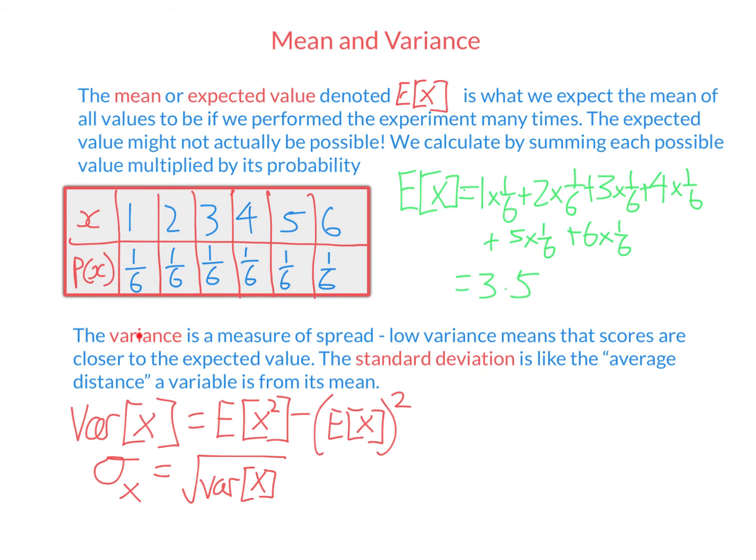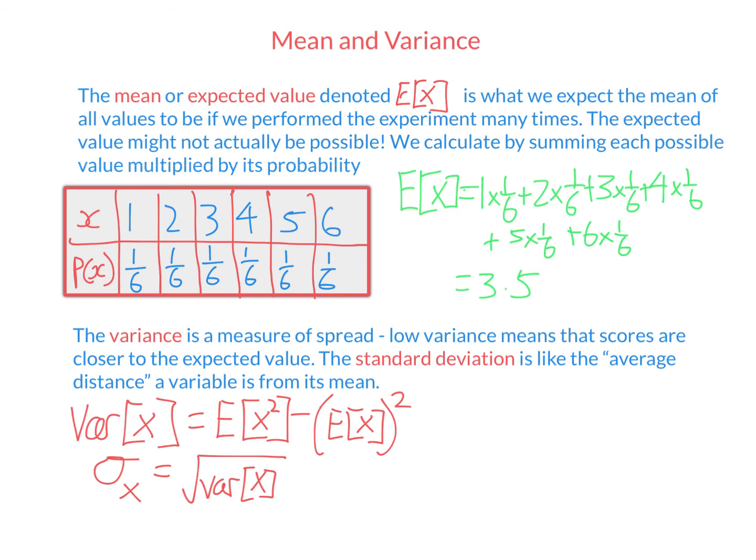So the variance is a related concept, but the expected value measures the center of your data, what you expect to happen. The variance is a measure of spread. It measures how close to the expected value something might be. So the lower the variance, that means that if we perform an experiment over and over again, the mean will be close to this expected value.